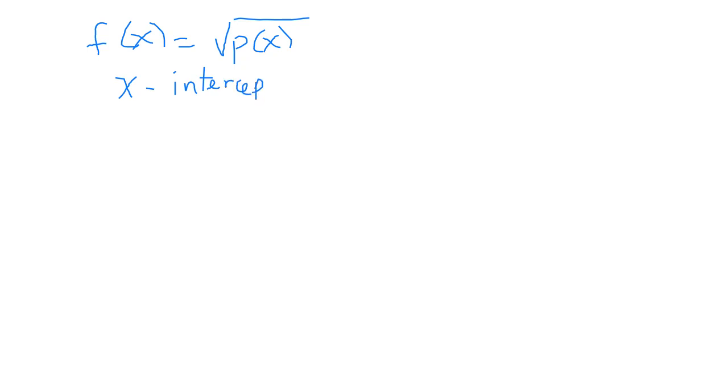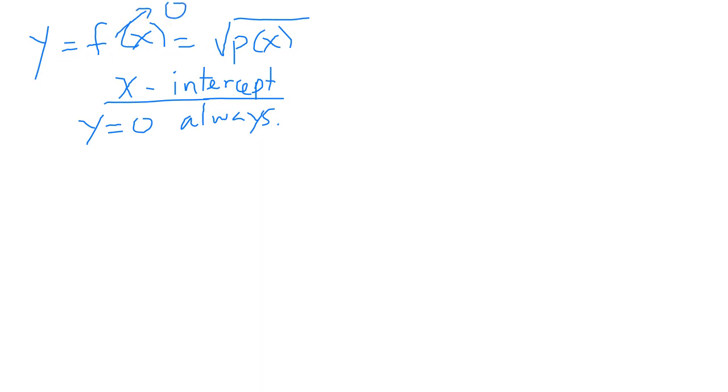okay, let's get a whiteboard. F of x again equals square root of p of x. Now, for x-intercept, remember y always equals 0. Always. Now we know that f of x equals y. So if y is 0, this guy goes to 0, right? So I have 0 equals square root of p of x, like that.